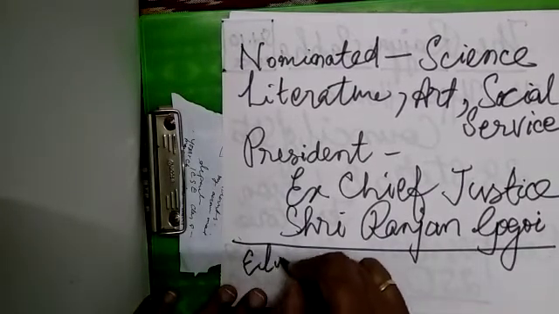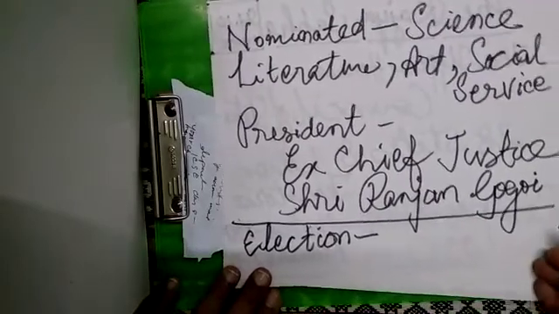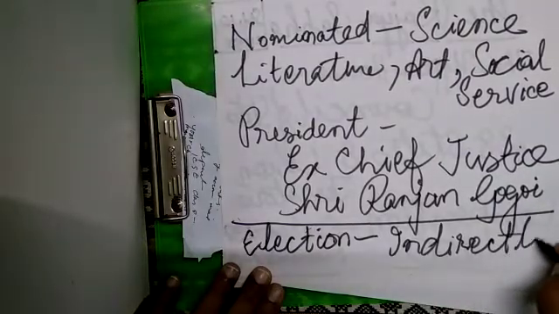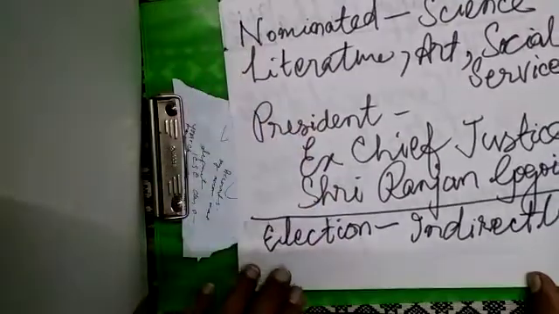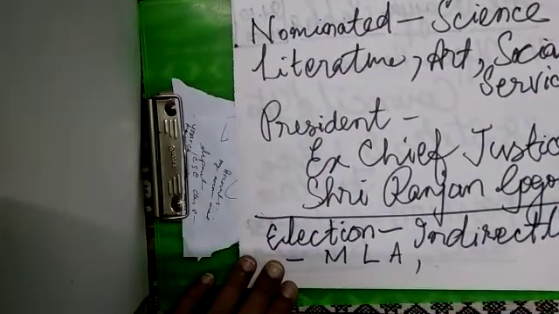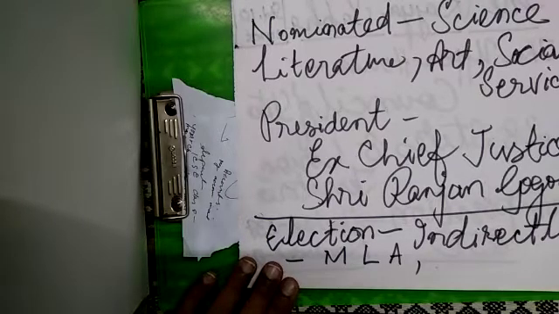Now, the election of the members of Rajya Sabha. The Rajya Sabha members are elected indirectly. Who elects them? The members of State Legislative Assembly, known as MLAs, from all the 28 states. Out of the 8 union territories, 2, that is Delhi and Puducherry, also have their legislative assemblies. Hence, they too elect members to the Rajya Sabha.